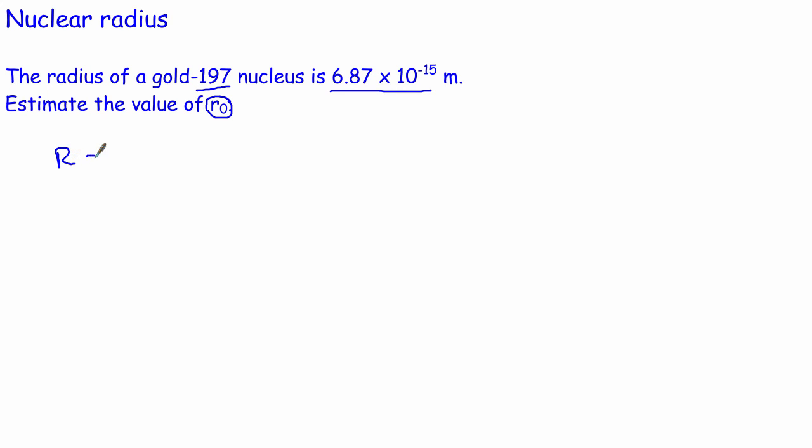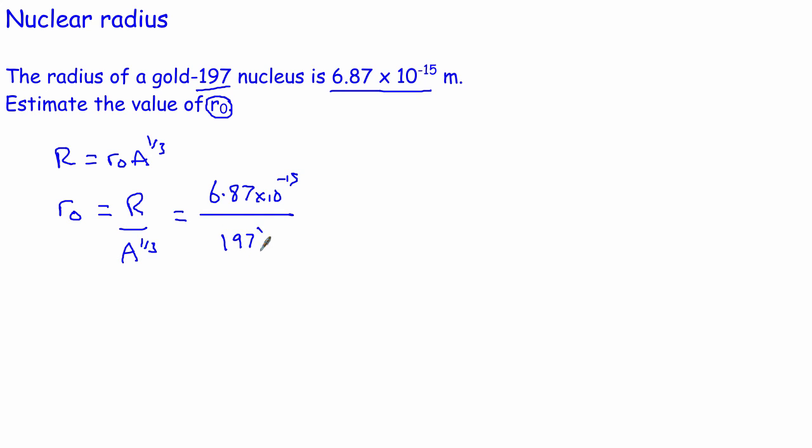So I write my equation down just like I normally do, R equals R0 A to the third. I rearrange it, so I get R0 equals R over A to the third, and then I just put my numbers in. So the R, I've got my question here, and then I divide it by A to the third. Well, A is 197, and I take the third power of that, and if I do that on my calculator, I end up with 1.2 times 10 to the minus 15 meters.